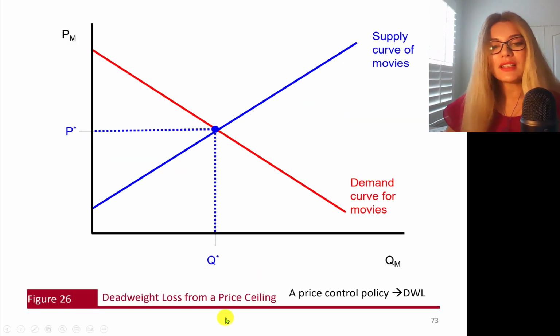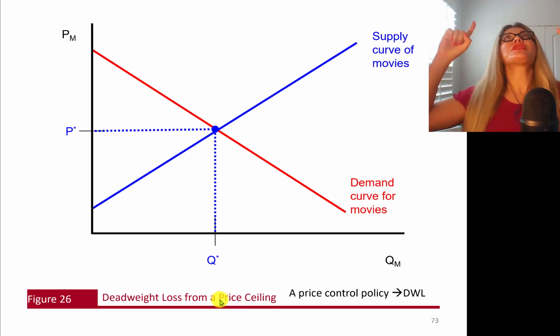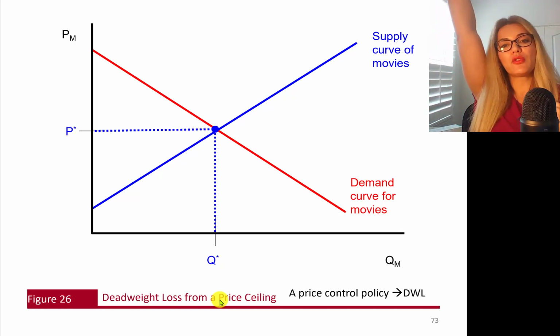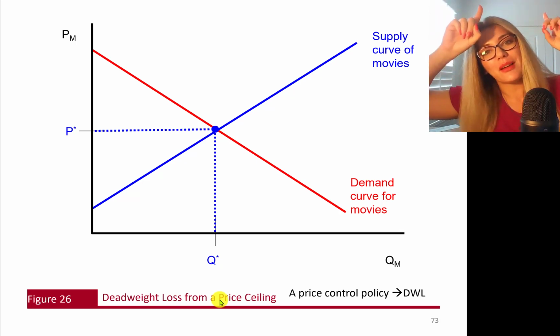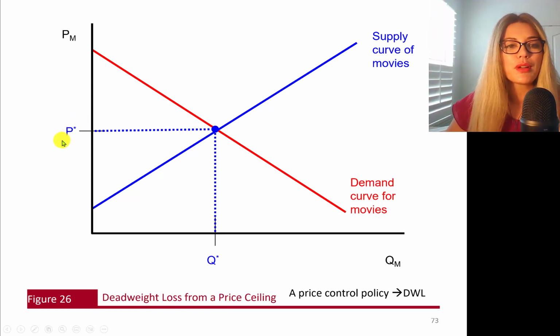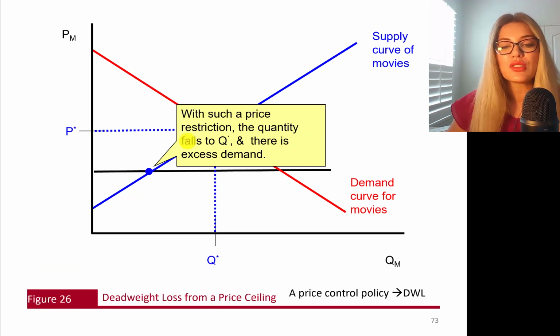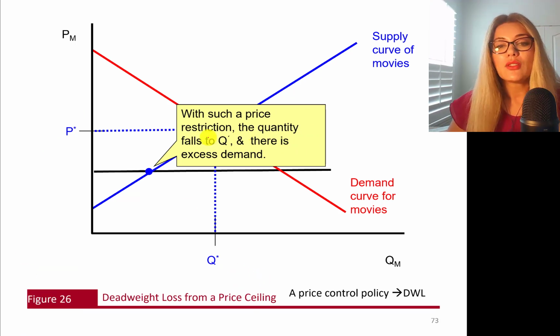So let's talk about deadweight loss from a price ceiling. A price ceiling is just like the room ceiling, right? You can't go above the room ceiling. The ceiling is naturally up there, right? You have to put the ceiling below this equilibrium price right here, okay? So with such a price restriction, which is a price ceiling, the quantity falls below Q star. Let's say they put a price ceiling at P prime. That means you can't go above this price.